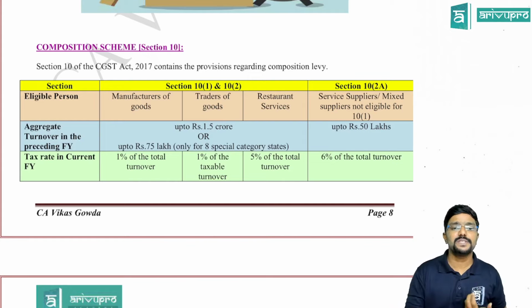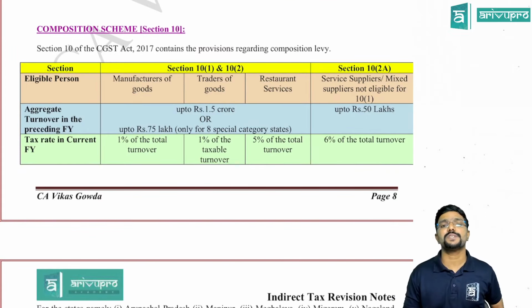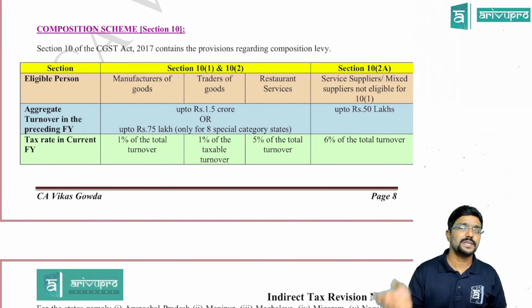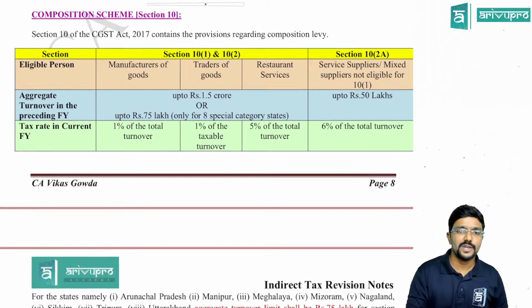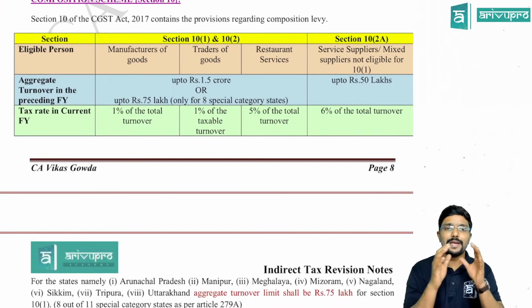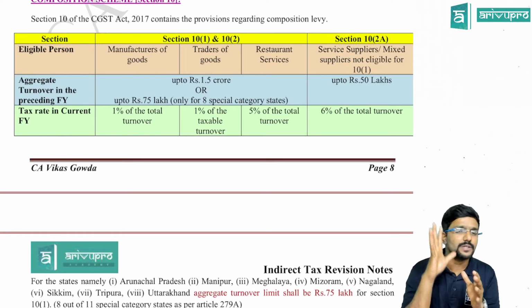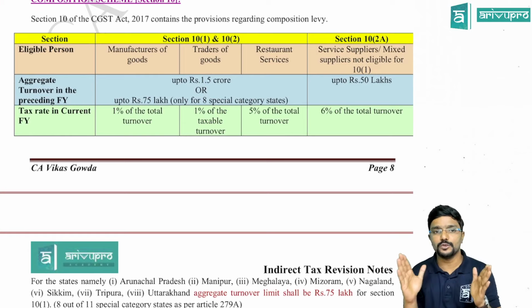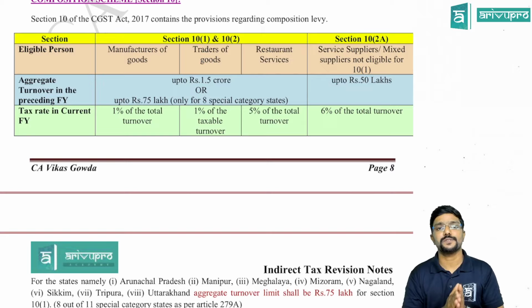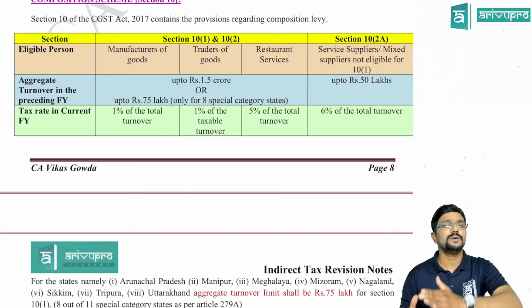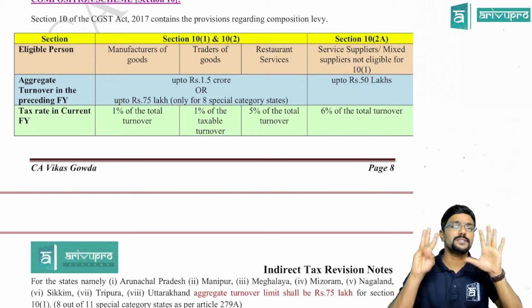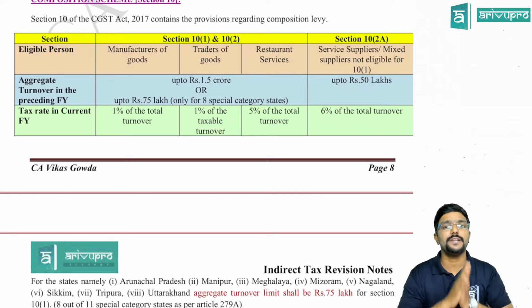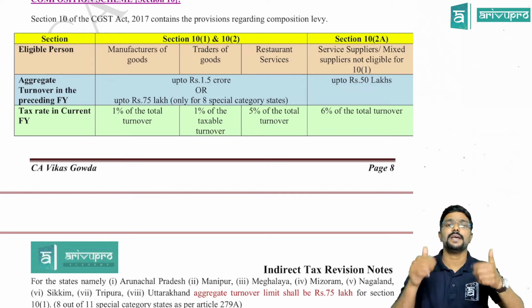Who is eligible? There are two categories of composition scheme under section 10. One is under 10.1 and 10.2, another is under 10.2A. Under 10.1 and 10.2, who is eligible? A manufacturer of any goods except certain notified goods, a trader of any goods, or restaurant services. If their aggregate turnover in the last financial year is up to 1.5 crore, and in case of 8 special states, up to 75 lakh, they are eligible in the current year.